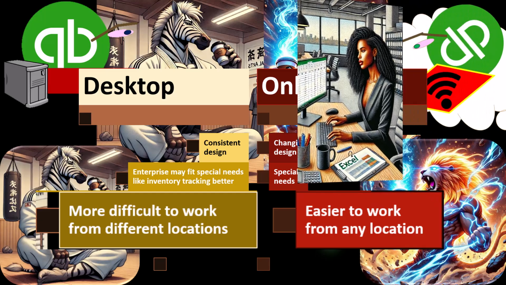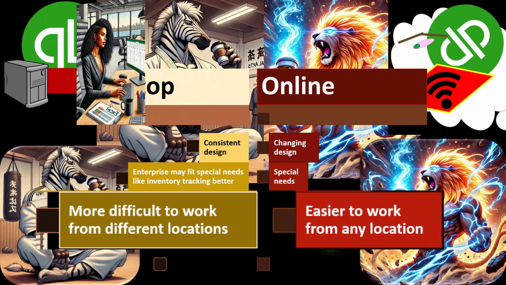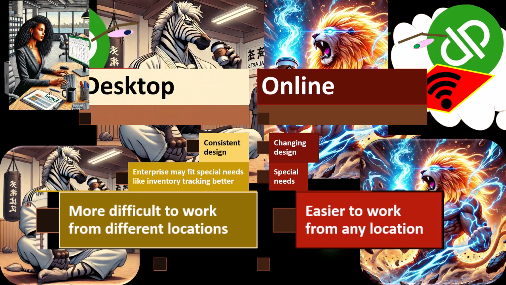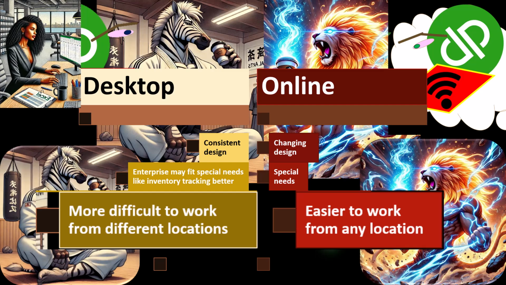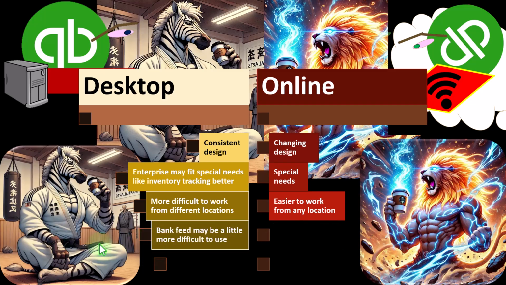But if they did have access to their software, it's more likely that they can access the online software because they just need to log into it, than if it was actually on your desktop, which means you would think, hack into your actual computer in order to then access it, right? So those are going to be the pros and cons there. Bank feed may be a little more difficult to use on the desktop version.